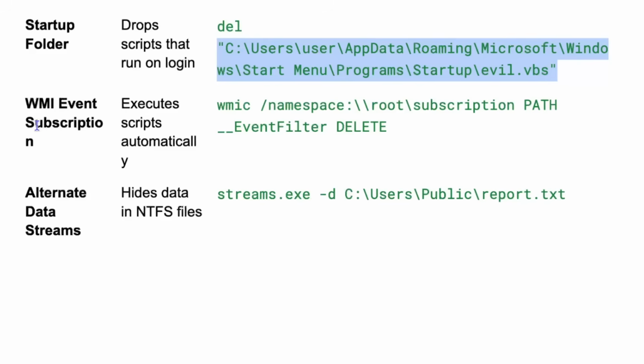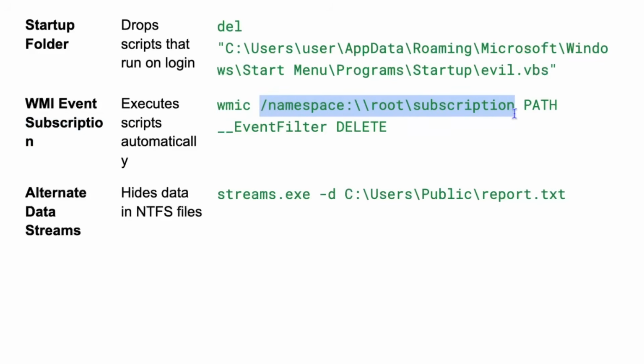WMIC, right? Event subscription. This is a table that we're in, but WMI event subscription executes scripts automatically. So you want to use WMIC, and then you have this whole piece right here, and the path is going to be that, and then you're going to delete it, right? Alternate data streams hide data in NTFS files, so you use the streams executable and then just get rid of it.